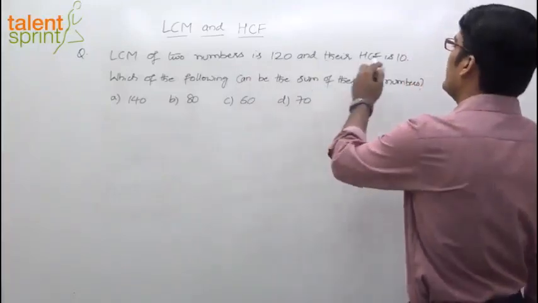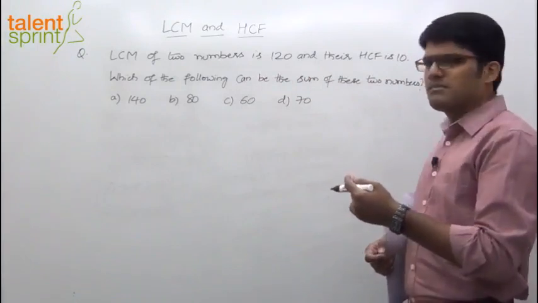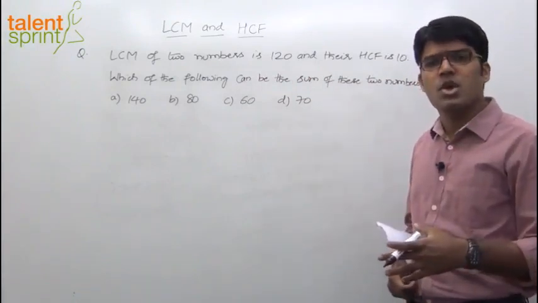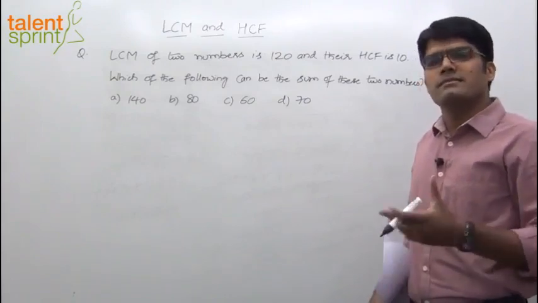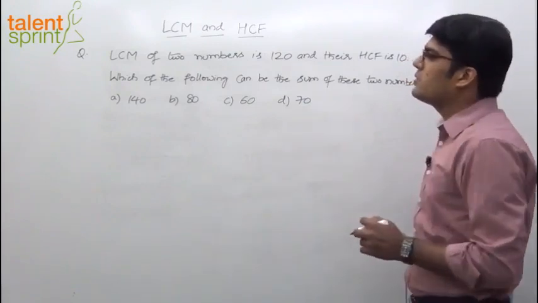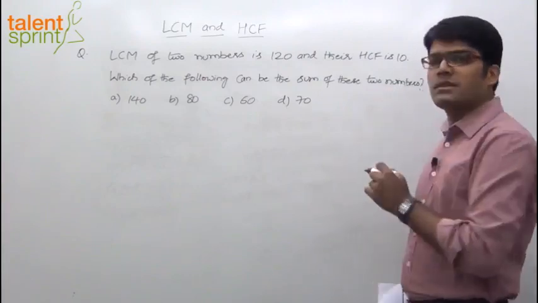LCM of two numbers is 120 and their HCF is 10. You can follow a procedure and check what is the possible sum of those numbers, or you can do it directly and verify also. I'll tell you how. What is the question? LCM of two numbers is 120 and their HCF is 10. Which of the following can be the sum of these two numbers?